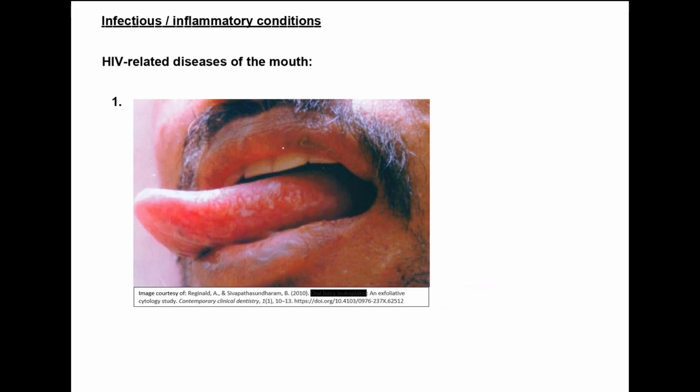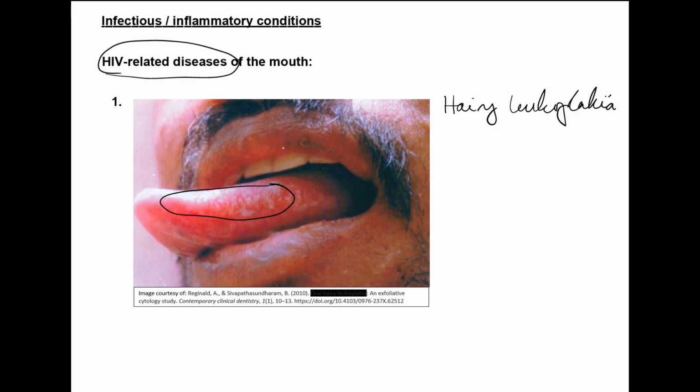The most important infectious conditions are associated in patients that have HIV-related disease. We'll present these by their clinical manifestation. The first of these shows the presentation of white plaques along the side of the tongue, and this is characteristic of hairy leukoplakia. Its significance is that it is one of the first manifestations of HIV infection before it actually presents with AIDS. It is due to a reactivation of EBV virus.